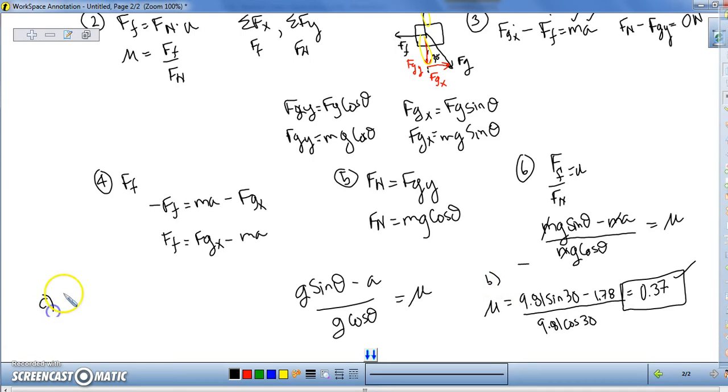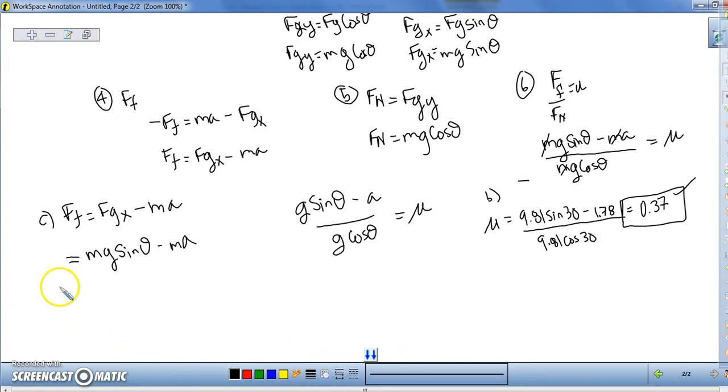Part C, if you will, is find force friction. And we made a claim that it's going to be this, FGX minus MA. So when we do that, it's going to be mg sine of the angle minus MA. When you have two terms in common, you could pull it out. So this can be written like this. And then now I can plug in my numbers.